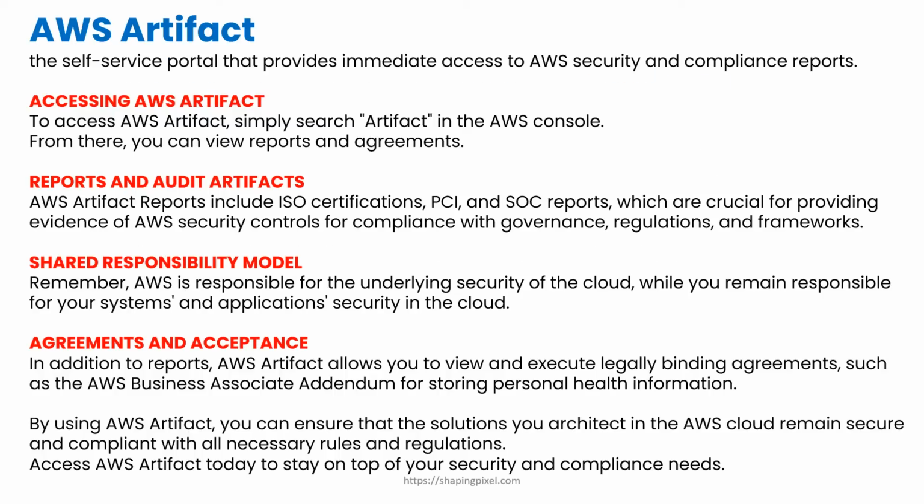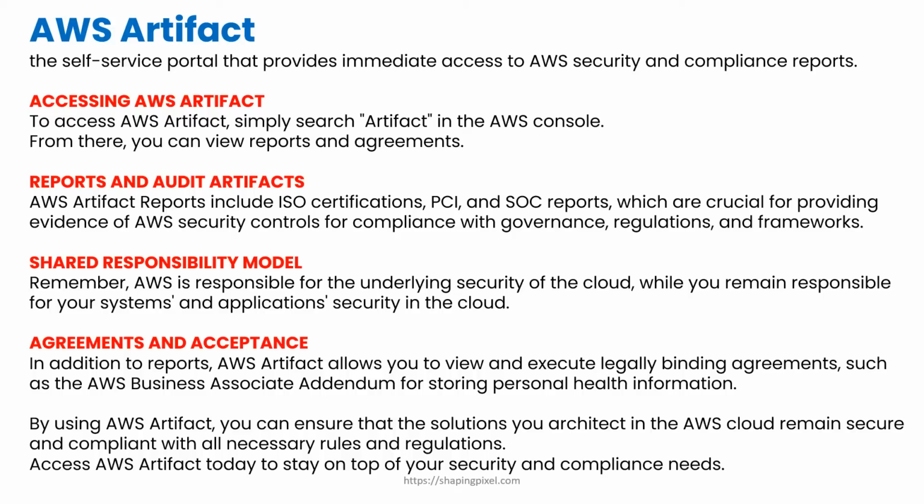AWS Artifact is a self-service portal that provides immediate access to AWS security and compliance reports. To access AWS Artifact, simply search for Artifact in the AWS console. From there, you can view reports and agreements. AWS Artifact reports include ISO certifications, PCI, and SOC reports, which are crucial for providing evidence of AWS security controls for compliance with governance, regulations, and frameworks.